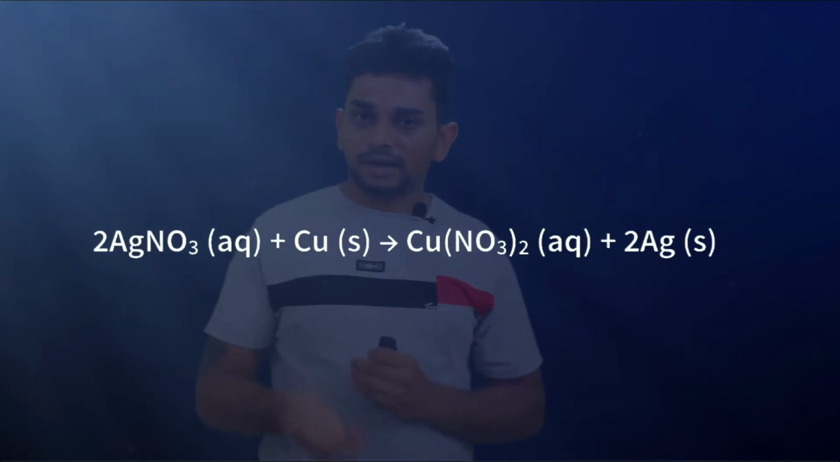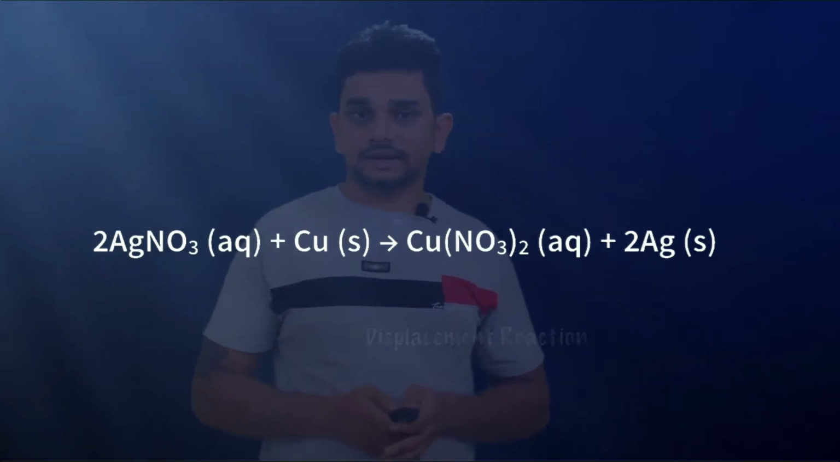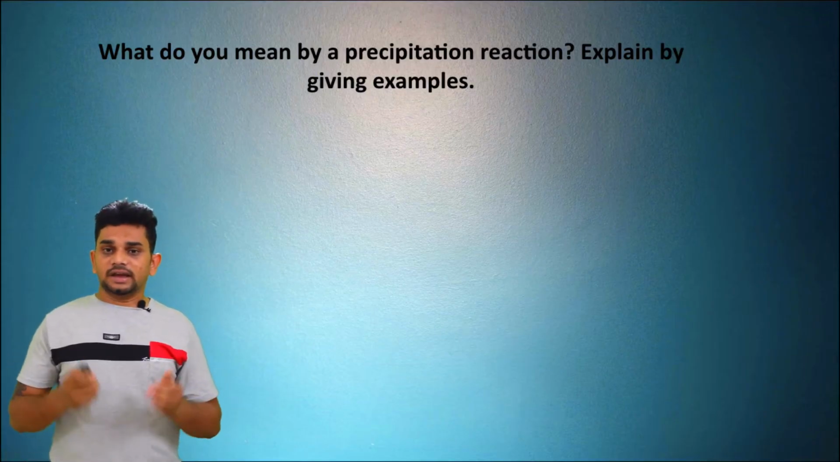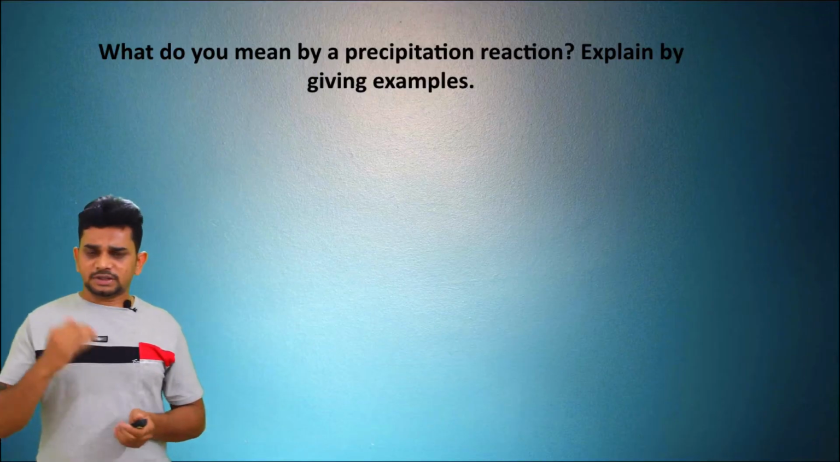Copper has replaced silver from silver nitrate. It is a displacement reaction. What do we mean by precipitation reaction? Explain by giving an example.